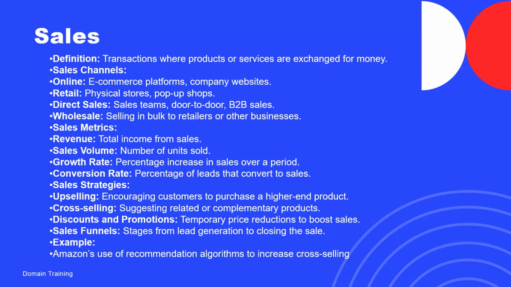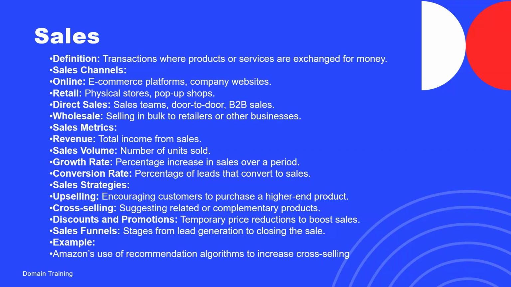Right? And then B2B sales, business to business sales, come under direct sales. Then you have wholesale, selling in bulk to retailers or other businesses. So these big box stores, like Metro Cash and Carry or D-Mart, are called big box stores where they sell in bulk, offering more discounts to the customer. Those come under wholesale.